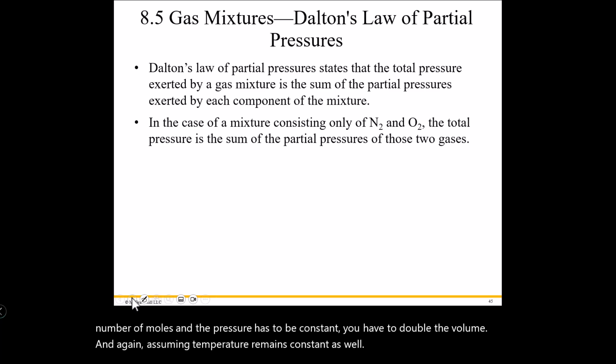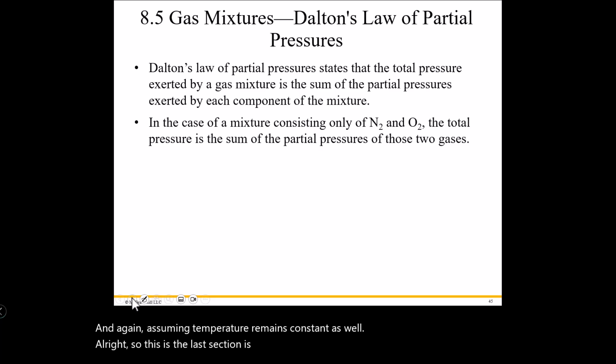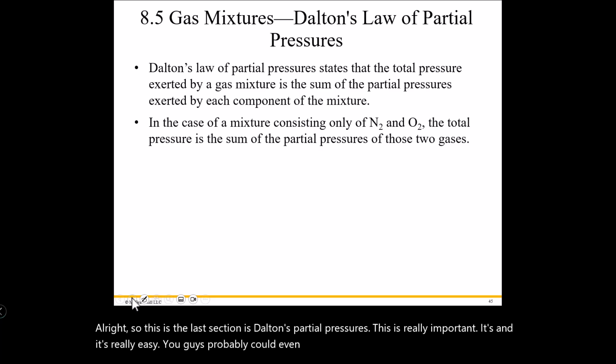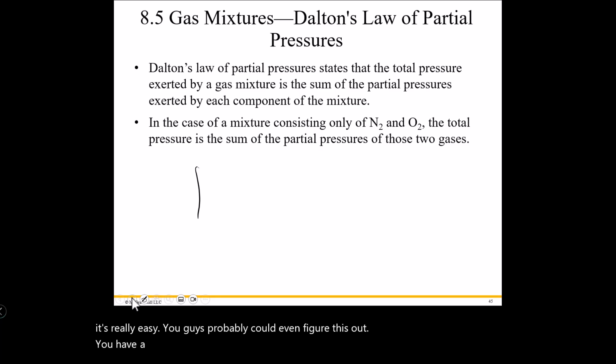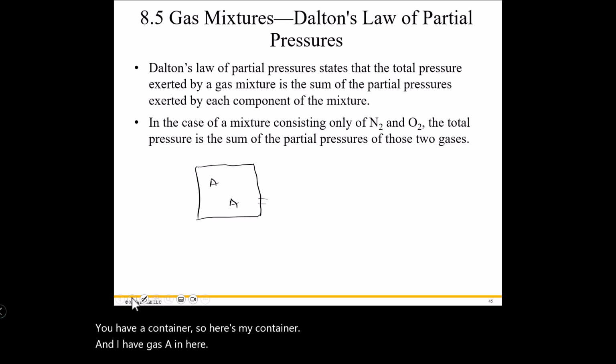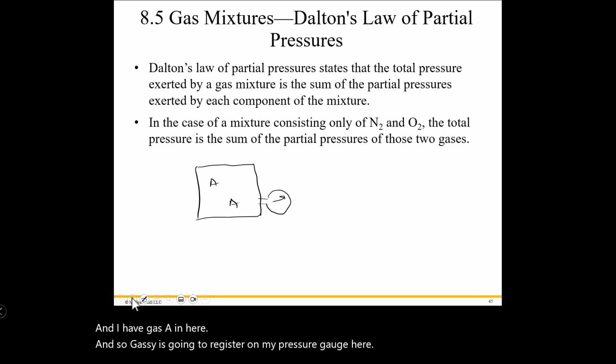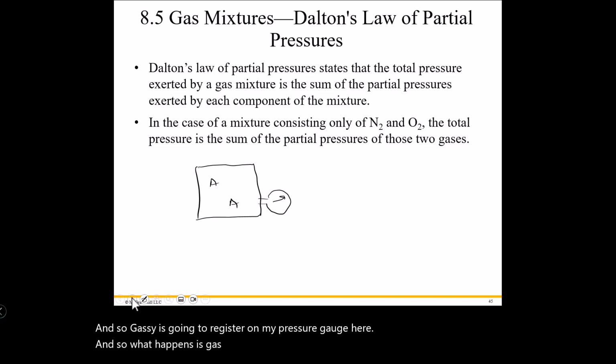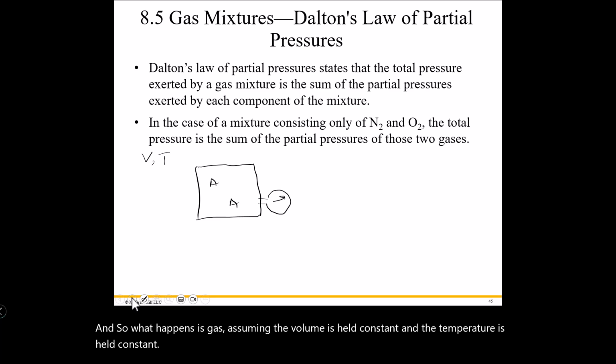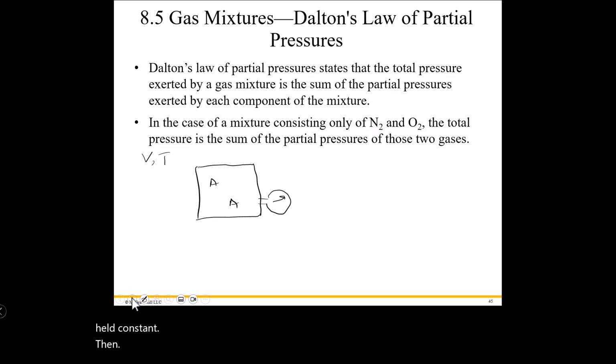All right, so this is the last section, Dalton's partial pressures. This is really important. It's really easy. You guys probably could even figure this out. You have a container. So here's my container. And I have gas A in here. And so gas A is going to register on my pressure gauge here. Assuming the volume is held constant and the temperature is held constant, then here's the pressure of gas A, all right? And here's the number of moles of gas A.